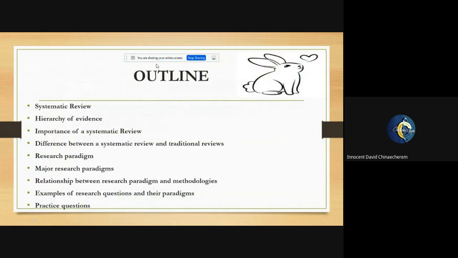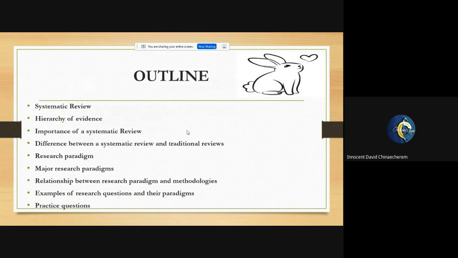Now, this is our outline for today. The outline we'll be using to dish out this information has already been laid out. The first thing is I'm going to explain what systematic review is all about. Then I'm also going to explain the hierarchy of evidence, and the importance of the systematic review. Then we'll differentiate between the systematic review and the usual traditional literature review.